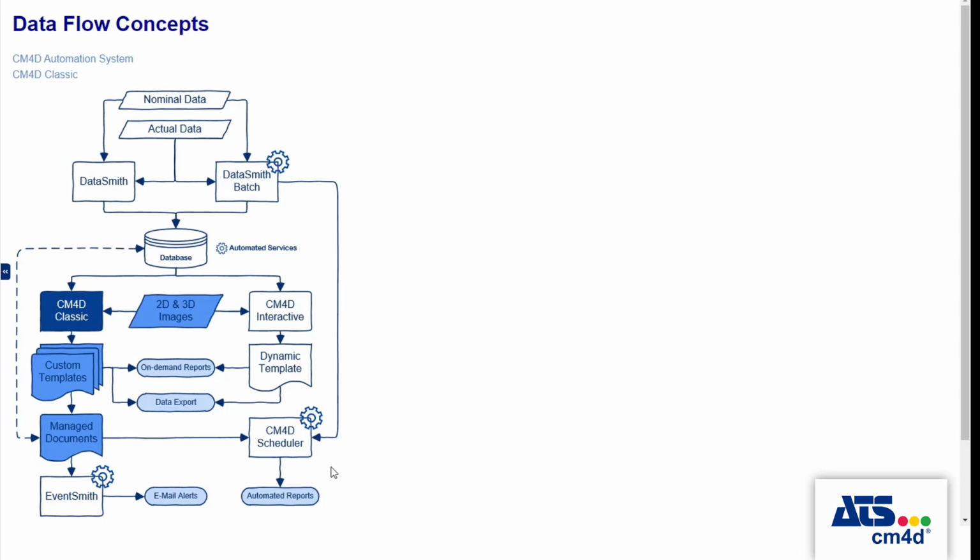There is also a module known as CM40 Scheduler. This module allows an administrator to set up timed printing of reports, or the printing of reports based on when new data has become available in one of the inboxes, which is scanned by Datasmith Batch. It's also used to decide when templates will be generated by reports based on the event system that can be set up for the software.